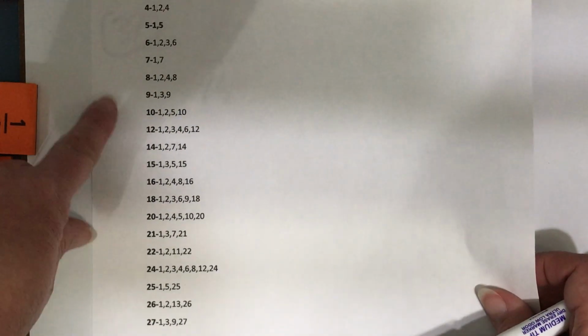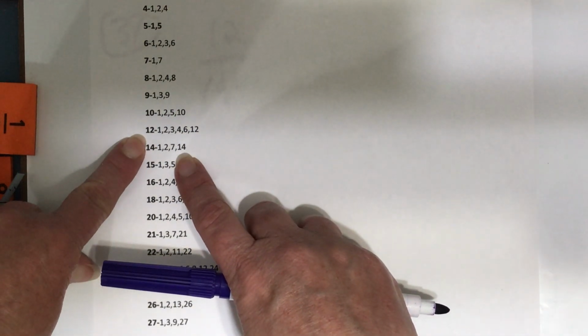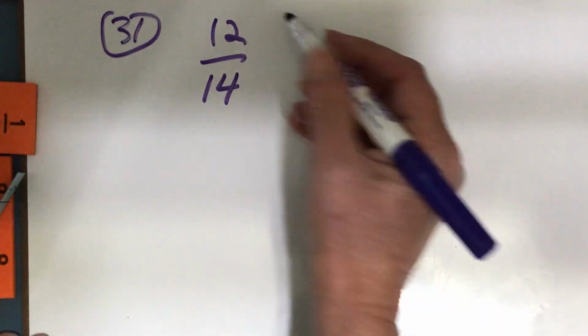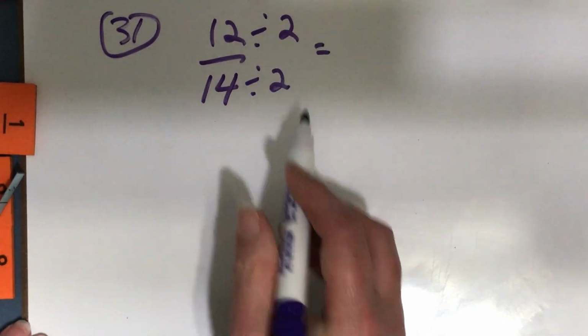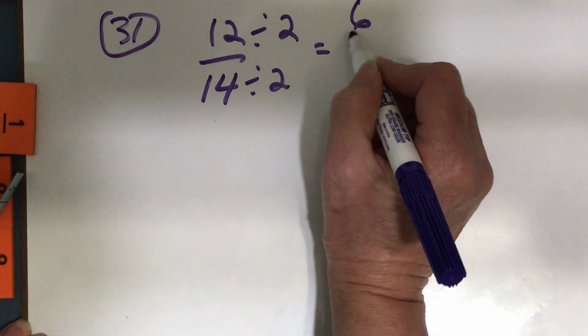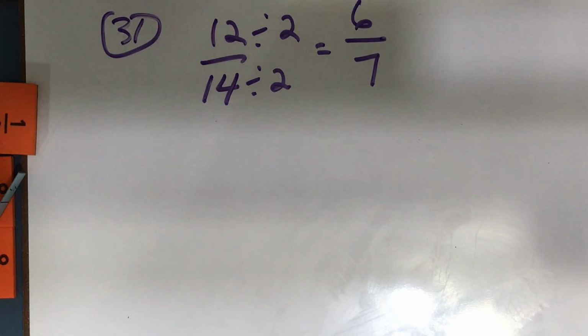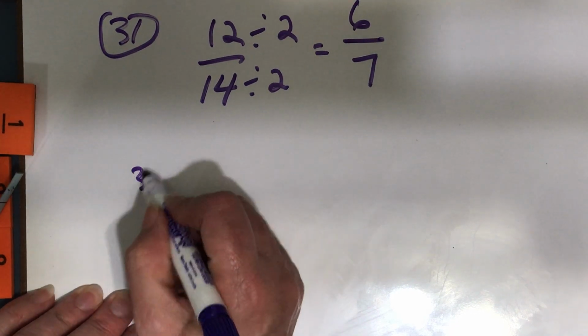12/14. So I'm going to look at my factor sheet at 12 and 14. And I can see that the greatest common factor is 2. The common factors are 1 and 2, but 2 is the greatest common factor. So I can divide numerator and denominator by 2. 12 divided by 2 equals 6. 14 divided by 2 equals 7. So 6/7. Okay, let's look at number 33.